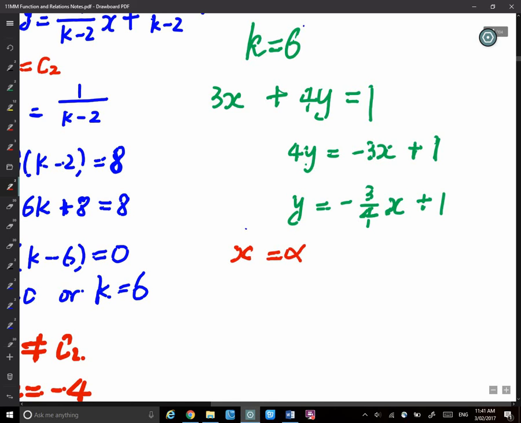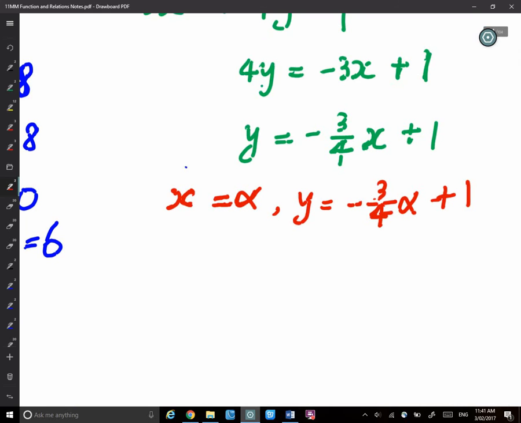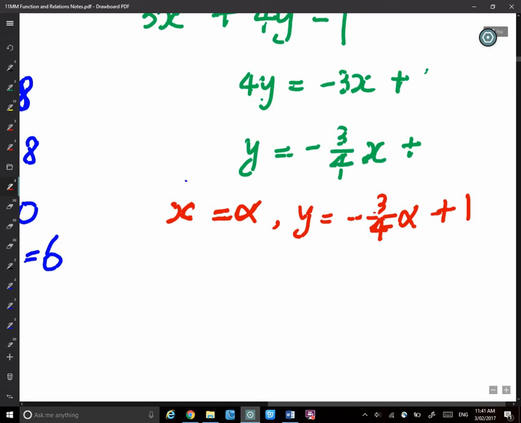x equals alpha. What is the y value? y will equal negative 3 over 4 alpha plus 1. What is alpha? Alpha can be any number: 1, negative 1, negative 100. Isn't it 1 over 4? Oh yes, 1 over 4, sorry. I forgot to divide that. Thank you. And this will be a quarter.